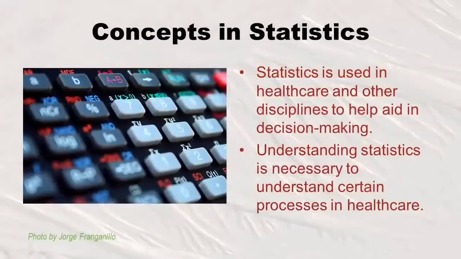So as I was describing, and just to review what I went over, statistics is used in healthcare and other disciplines too, to aid in decision making, like I gave the example of the CDC and their vaccine for influenza. And so therefore, it's really important to understand statistics, because you need to understand these processes in healthcare, like how do we figure out what to do? Not only what do we do, but how do we figure out what to do? And that's really important because we use statistics a lot in healthcare.